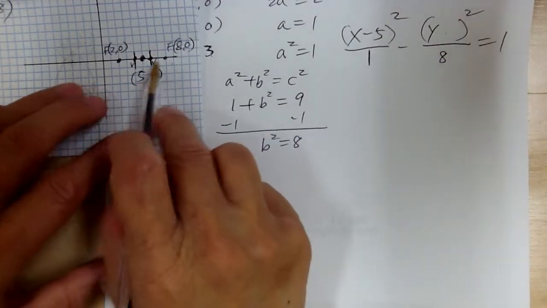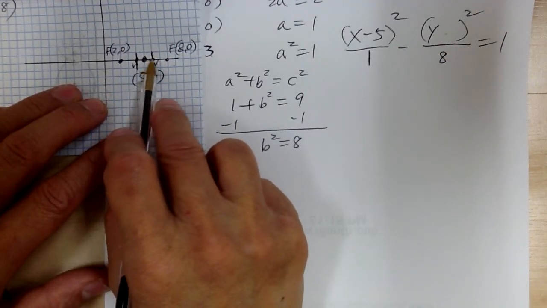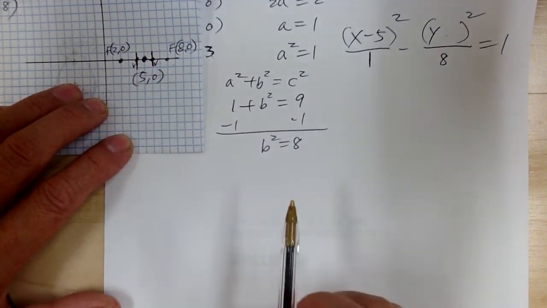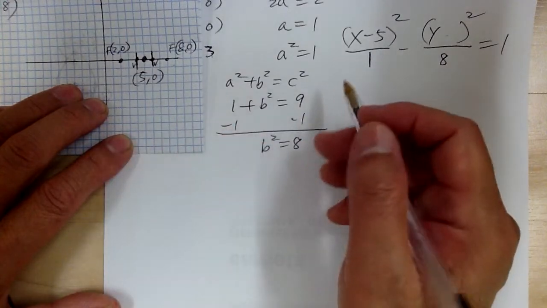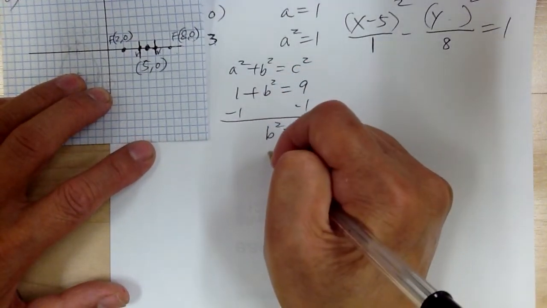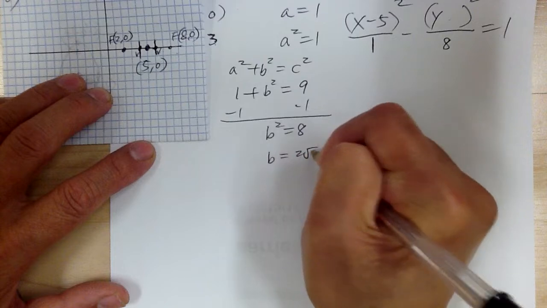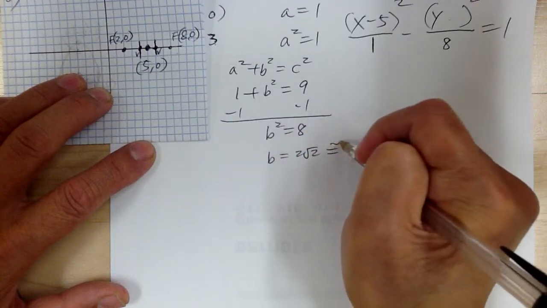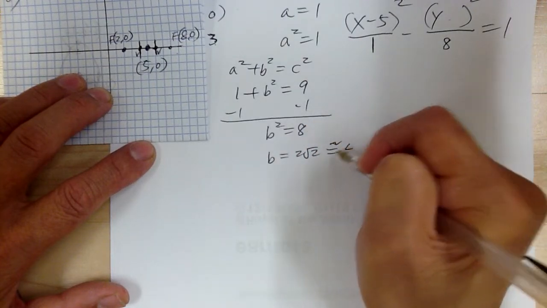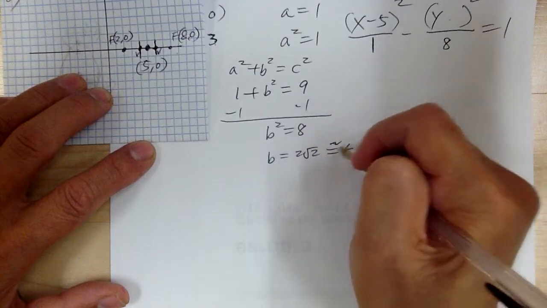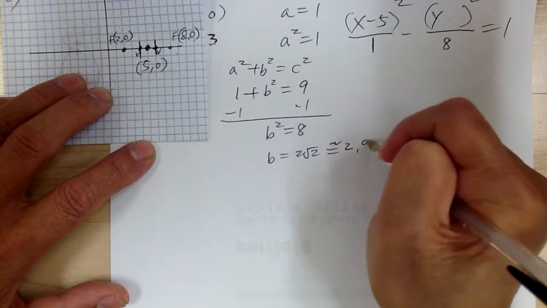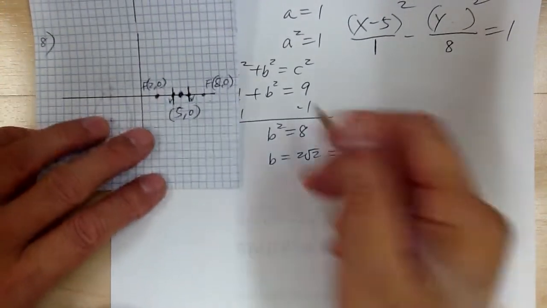Okay? So you can see that this is your a. Now next thing is, if you need to graph, then you have to take the square root of that. So b equal to 2 square root of 2. So it's about 2.8. Okay, so it's close to 3.